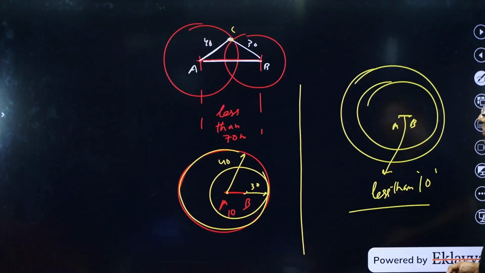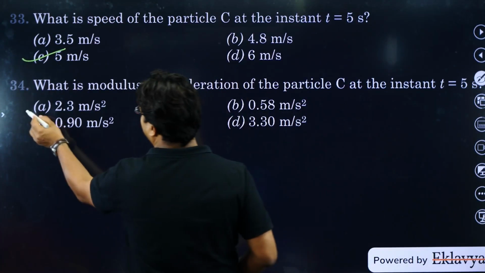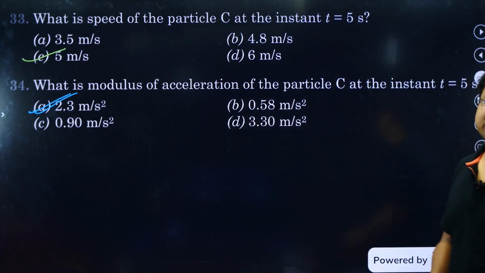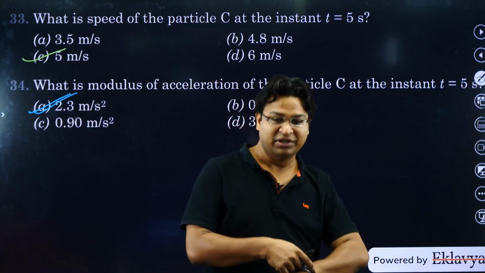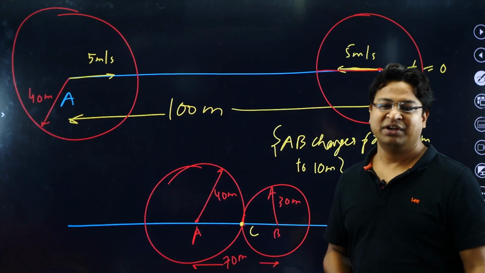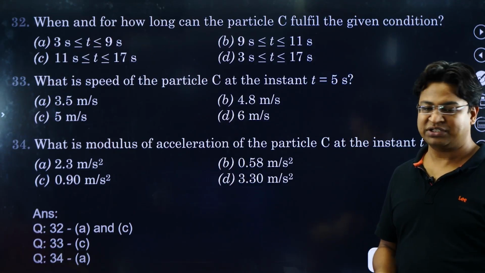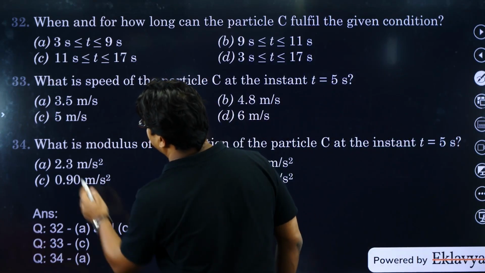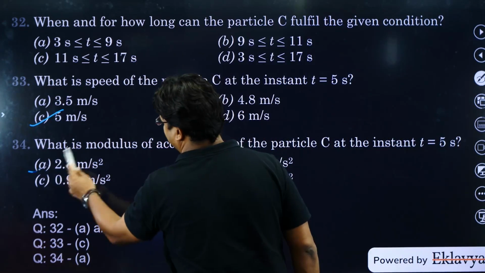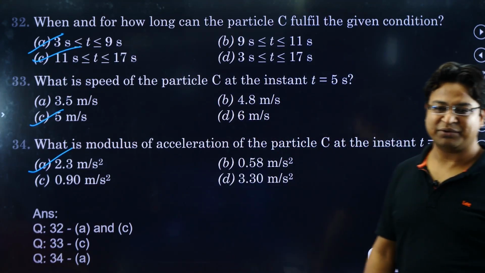Let's go back and check the options. So 2.3 we have here, so that would be the answer. I hope you enjoyed the solution. I hope you liked the question, guys. It was a fabulous question. Personally, I also like this question very much. Let us check the answers now. So the answers were A and C, then C. C was 5, so we calculated this, and A, yeah. So we found all the correct answers. I hope you like the question.